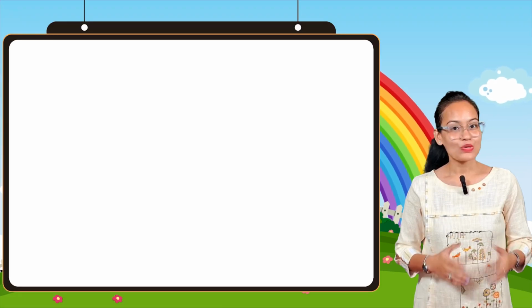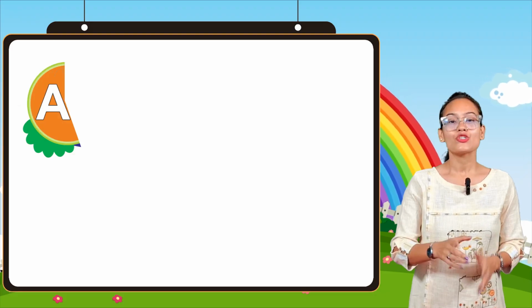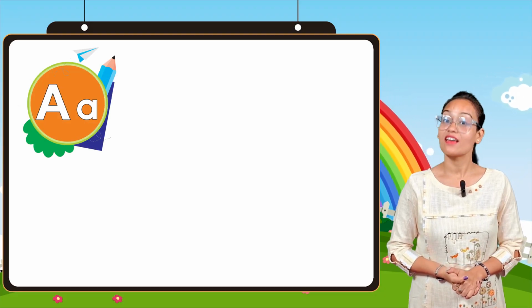So, today in your class, I came up with your English alphabetical book. In our English alphabets, my dear students, there are a total of 26 alphabets. In today's class, we are going to see these 26 alphabets one by one. So, let's get started. Our first alphabet is A.